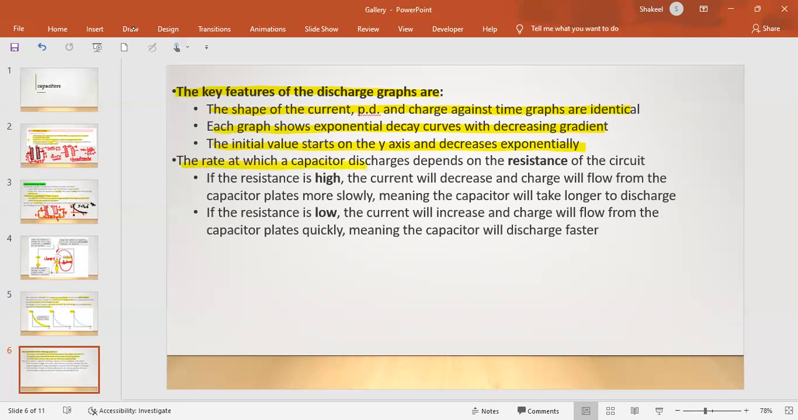The rate at which a capacitor discharges depends on the resistance of the circuit. Now, this is an important thing. This makes sense: if the resistance is more, then less current will pass through it. We know I is inversely proportional to R. If the resistance is high, the current will decrease and charge will flow from the capacitor plate more slowly, meaning the capacitor will take longer to discharge.